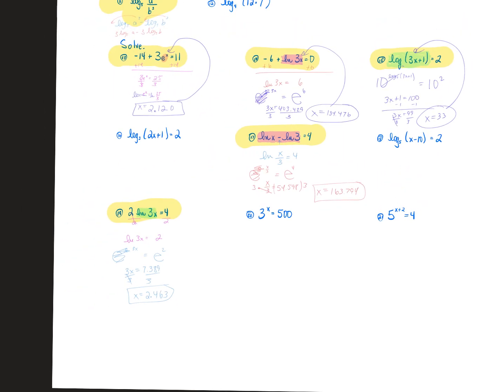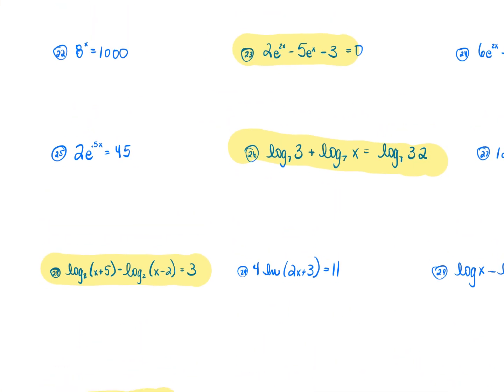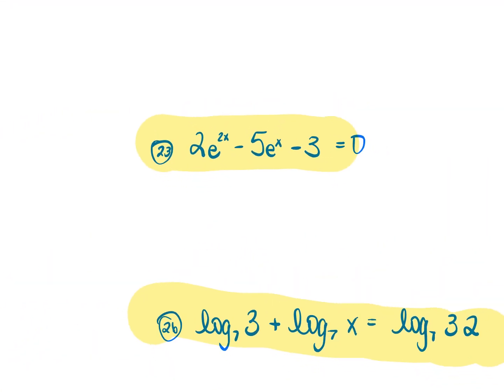All right, next page. And again, all of these are worked out. Now, this one is a tad bit different. This is like the last example we did on our notes yesterday. What do you notice about this problem compared to everything else? How many e's does it have? It has 2. One of them has a 2x. One of them has just the x.